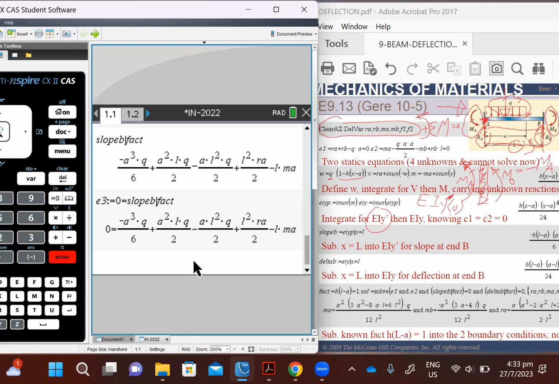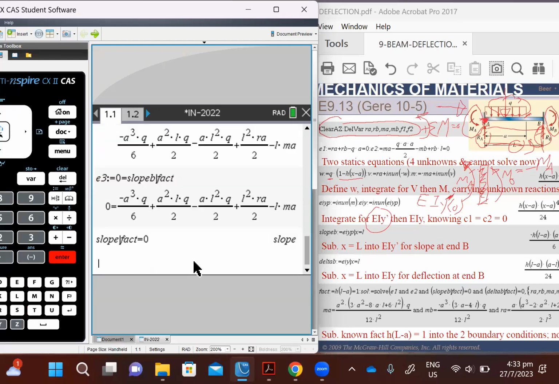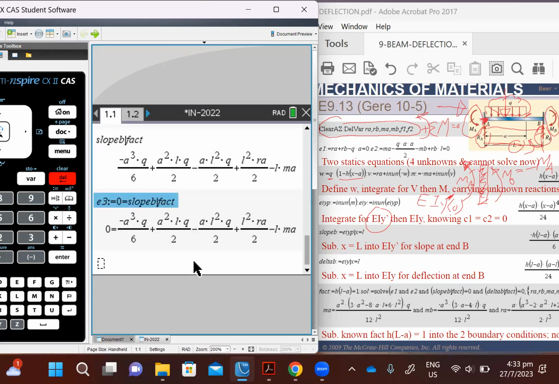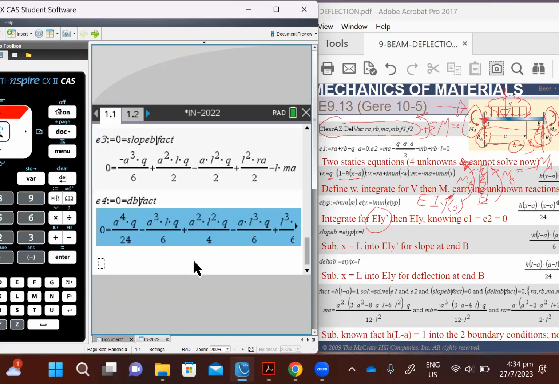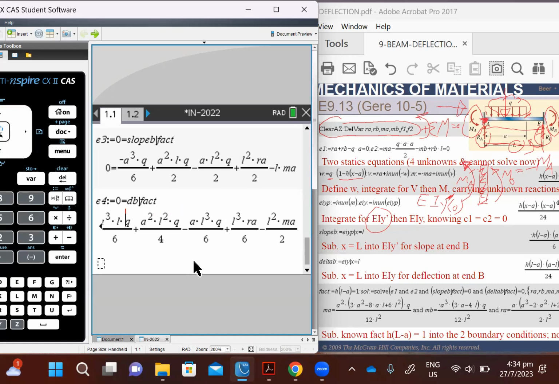Actually, let's try it the other way. Slope given fact equals 0. You may get an error message, or nothing useful happens. So this is another trick you should try to remember. When you build equations like this, better put 0 on the left-hand side to avoid confusion. So my final equation will be that the deflection at B is 0 also. And I want to get rid of the step functions in the deflection expression using the fact that I used. So that's a rather long-looking equation.